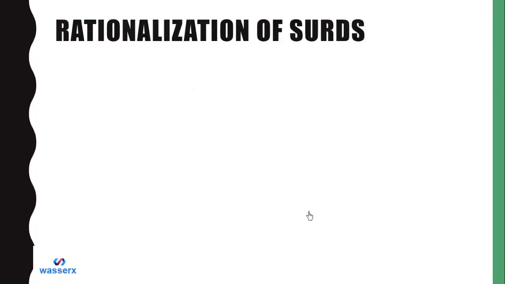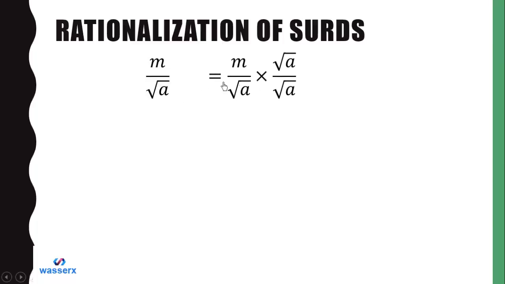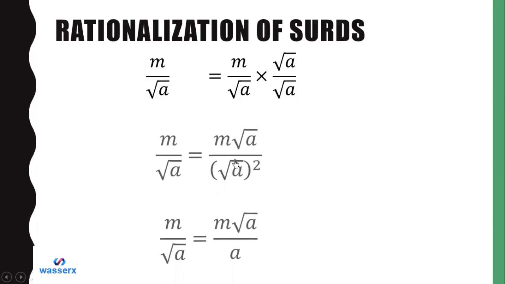Rationalization of surds. If we have a surd in the denominator, then we can remove the surd from the denominator by rationalizing it, meaning that we multiply both the numerator and the denominator by root a. We have not changed anything. Then we simplify using the laws or the properties of surds to obtain m root a over a. So when we rationalize m over root a, we get m root a over a.